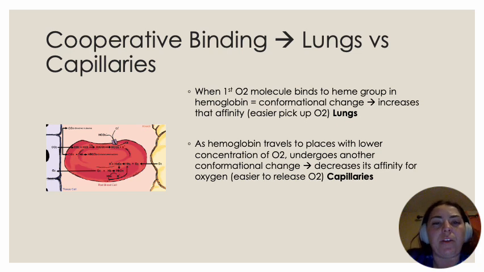When that first oxygen molecule binds to the heme group, it goes through a conformational change where it increases that affinity, making it so much easier to pick up those O2 molecules in our lungs because there's so much oxygen there. It's so abundant, it's easier to pick them up. It's almost sticking to it, if you will. And then that hemoglobin travels outside of the lungs where it has a lower concentration of O2 available, and undergoes another conformational change and decreases in affinity, making it easier to release those O2 in those capillaries.